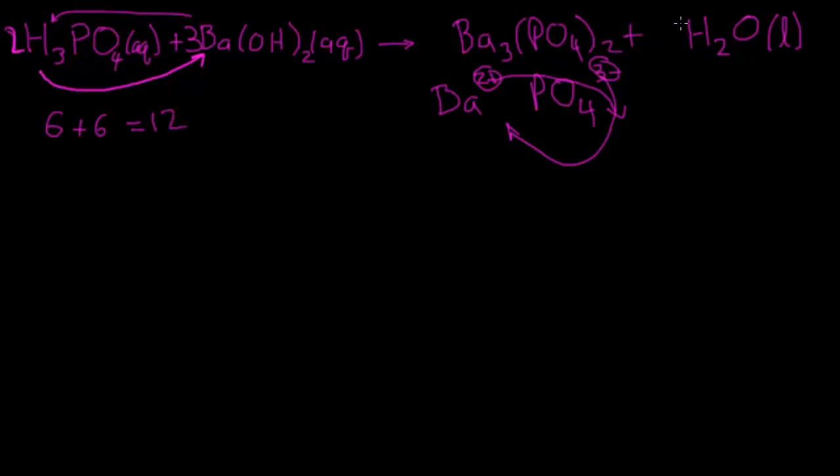So to take care of that, I've got to have over here 12 hydrogens, so I can do that by putting a 6 in front of the water. 2 times 6 is 12. And so now it looks like everything is balanced. Let's just check to make sure.